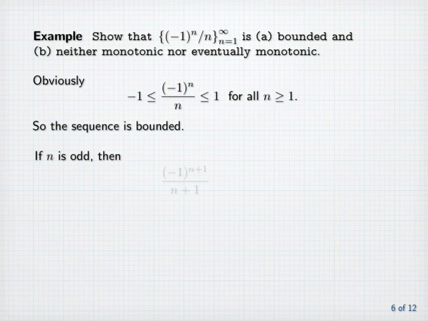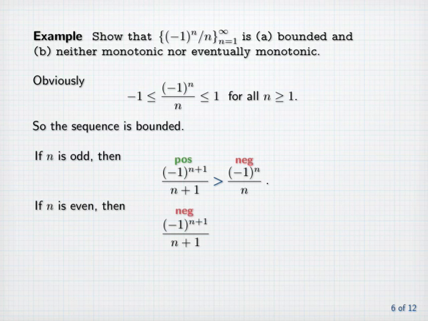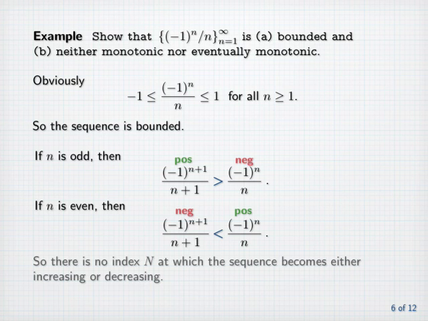Now, if n is odd, notice that minus 1 to the n plus 1 over n plus 1 is a positive number, while minus 1 to the n divided by n is a negative number, and so consequently the n plus first term is greater than the nth term if n is odd. On the other hand, if n is even, then the n plus first term is negative, while the nth term is positive, and so the n plus first term is less than the nth term. So there is no index capital N at which the sequence becomes either increasing or decreasing. In fact, any sequence whose terms alternate in sign is neither monotonic nor eventually monotonic.